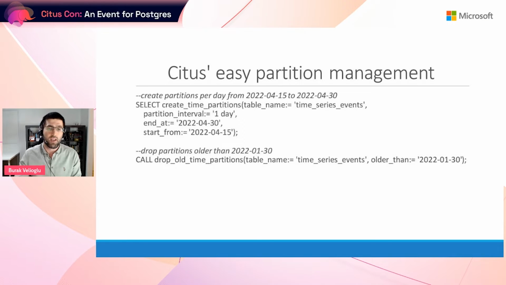So, for example, as I have mentioned in the previous slide, if you want to create the daily partitions from the 15th of April to the 30th of April, you can just provide those dates as the end date and the start from, and you need to also provide the name of the partitioned table to that function, so it will create the partitions you need. And let's say if you want to drop the partitions which are older than the 30th of January, you basically call the drop_old_time_partitions method, and it will drop all the partitions older than the given time.